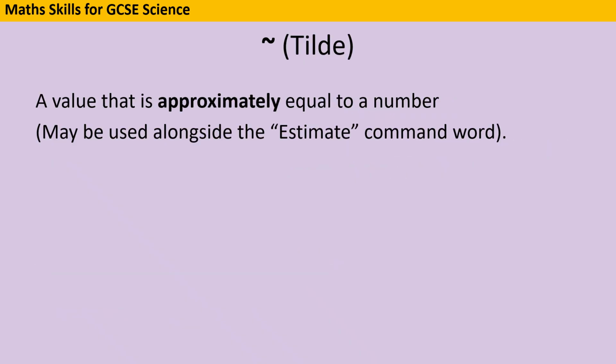Lastly, but not leastly, we have this little wiggle sign, which is called a tilde, and it means a value that is approximately equal to a number. You're most likely to see this in a question that uses the estimate command word.